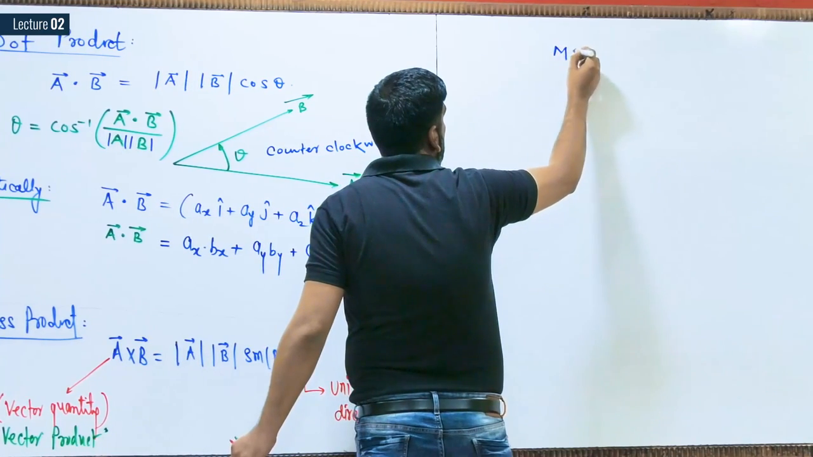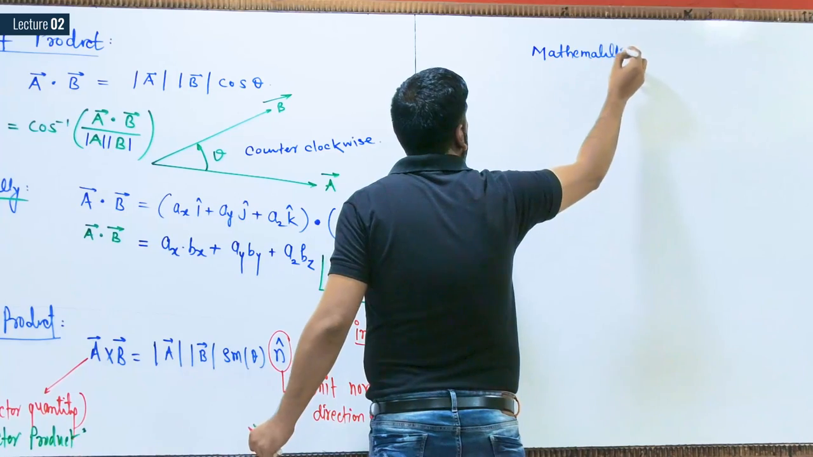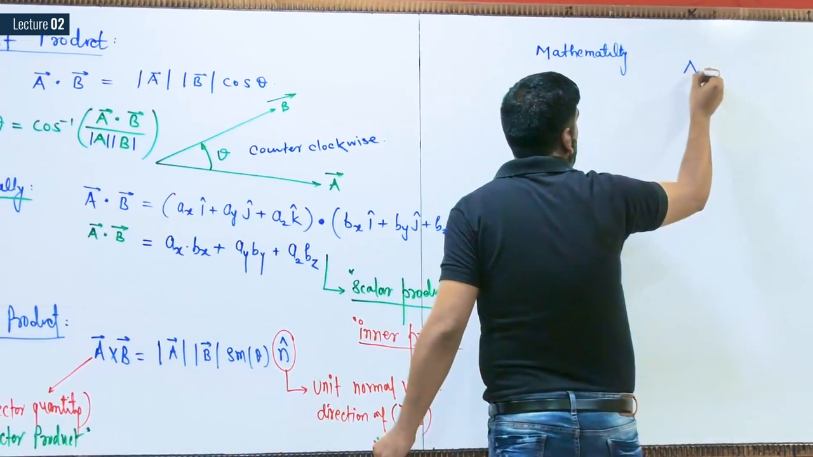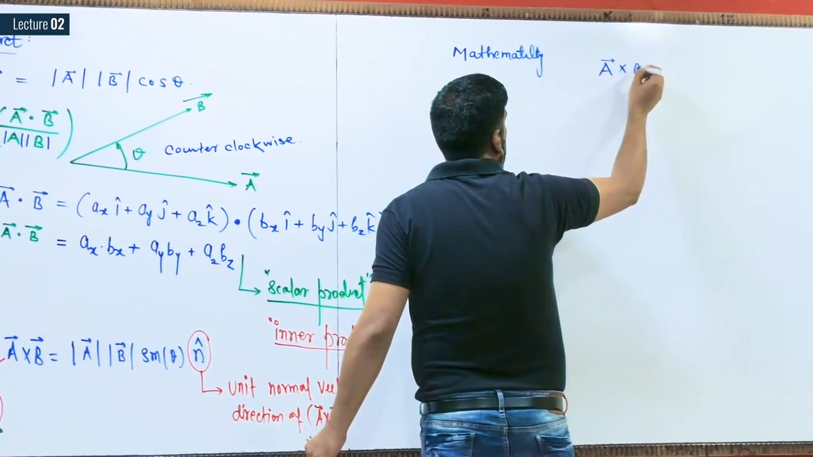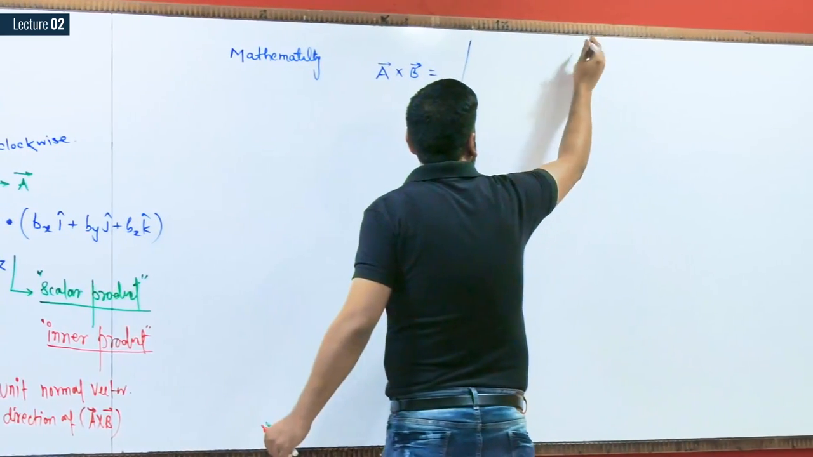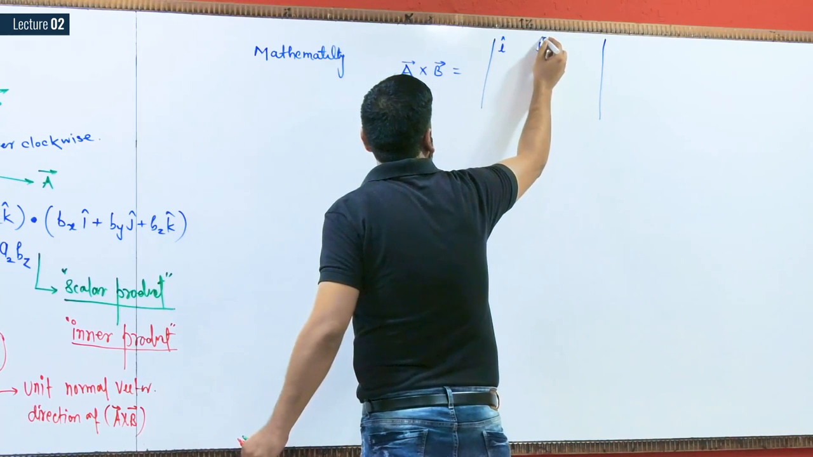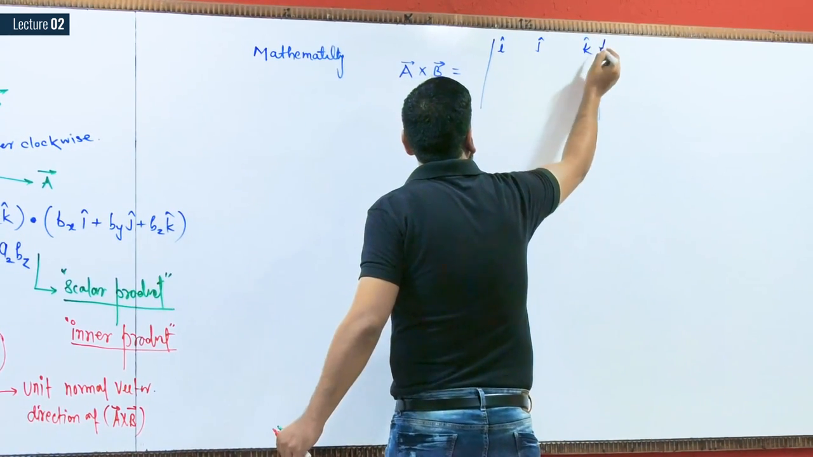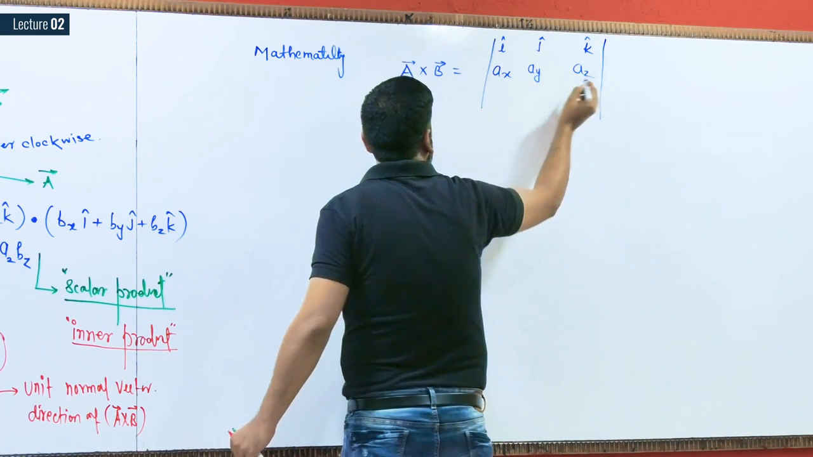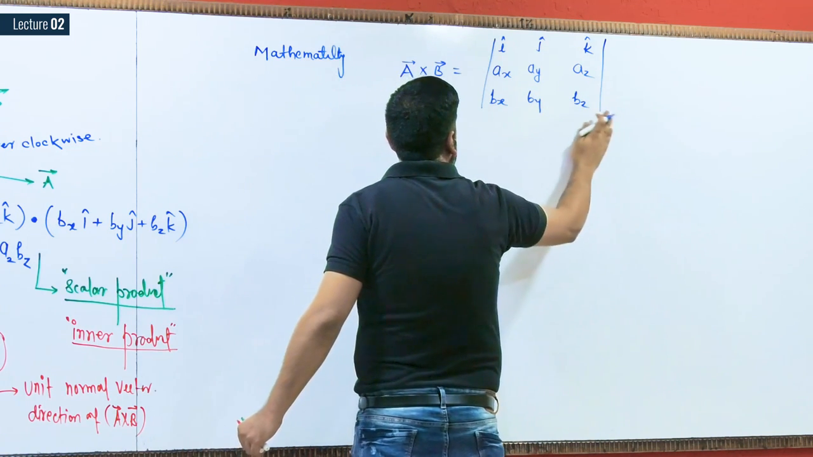So I'm writing mathematically A cross B. I have told you, if you are having i, j, k, then only apply this. That means here I'm having i, j and k. So this is nothing but Ax, Ay and Az. This is nothing but Bx, By and Bz. So let us solve it.